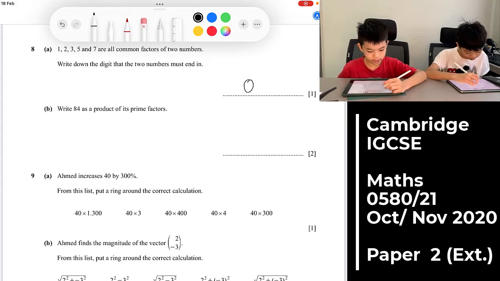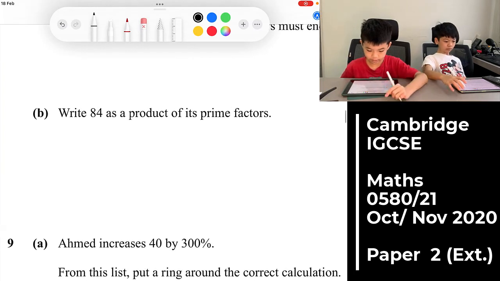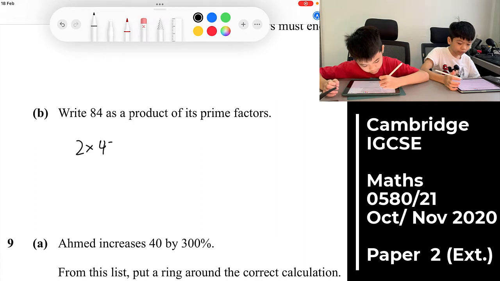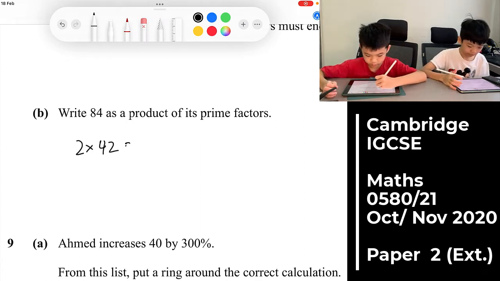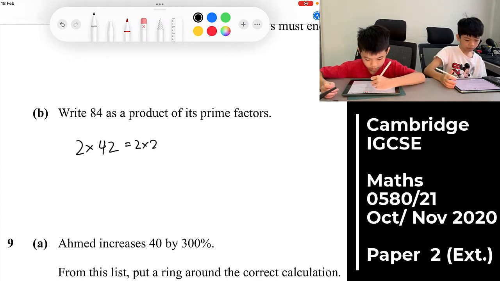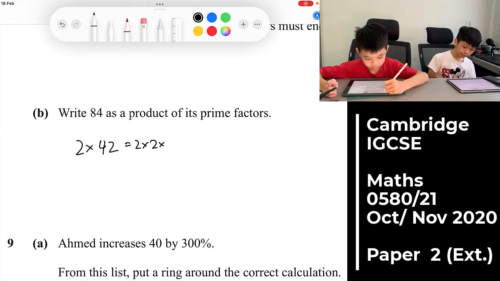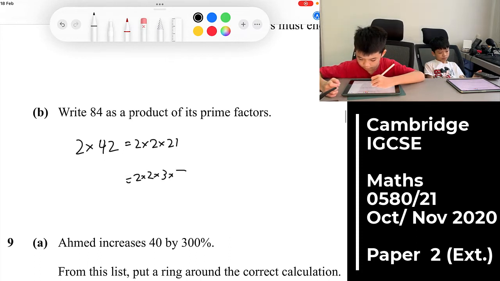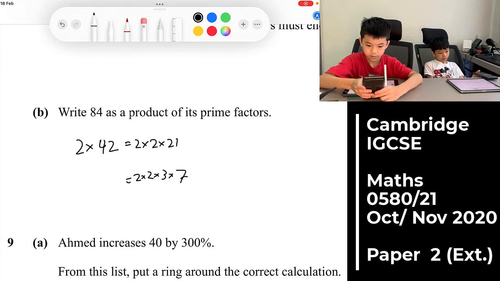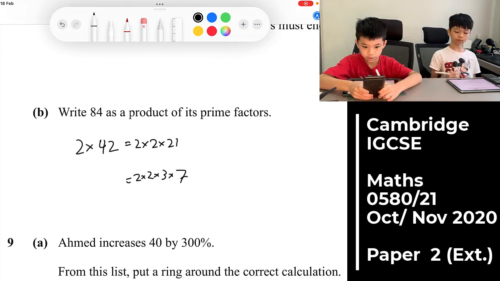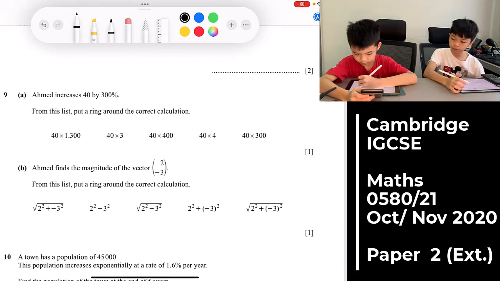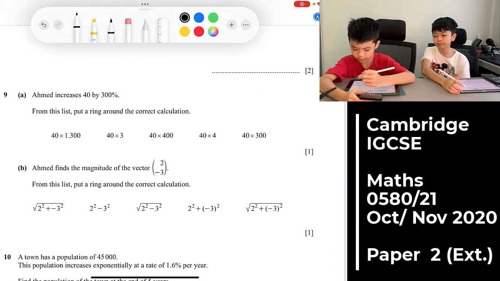Question 8b. Write 84 as a product of its prime factors. So 84 divided by 2 is 2 times 42, which is equal to 2 times 21, which is 2 times 3 times 7. Okay, so I'm just going to write this as 2 squared times 3 times 7.